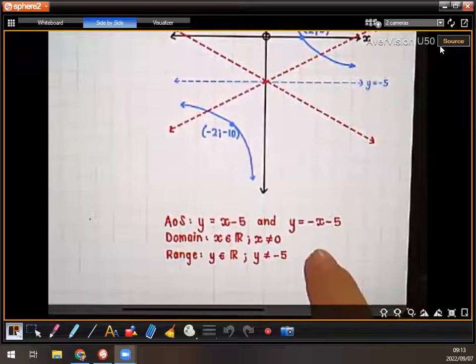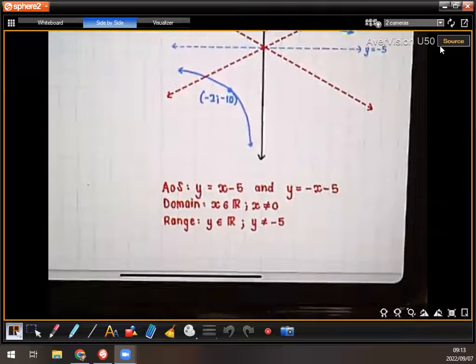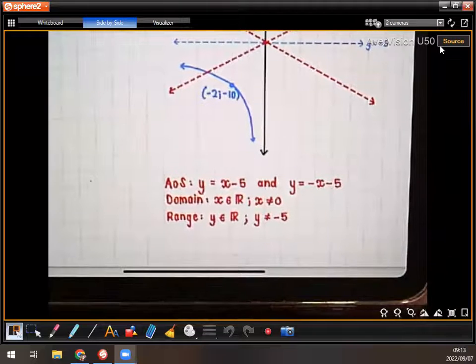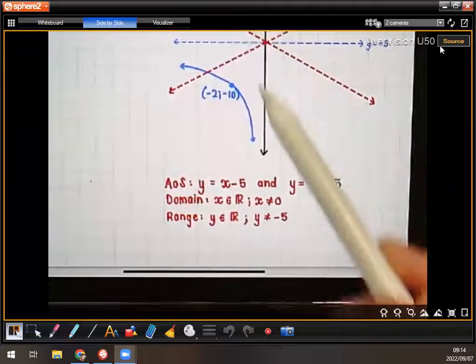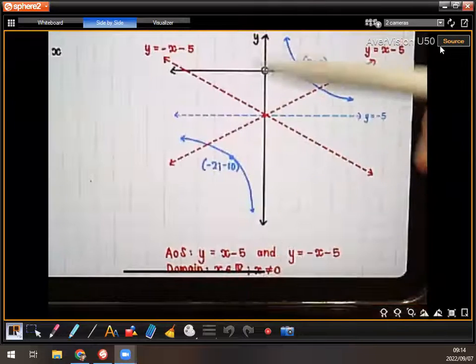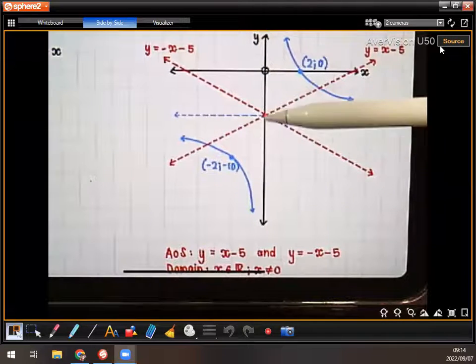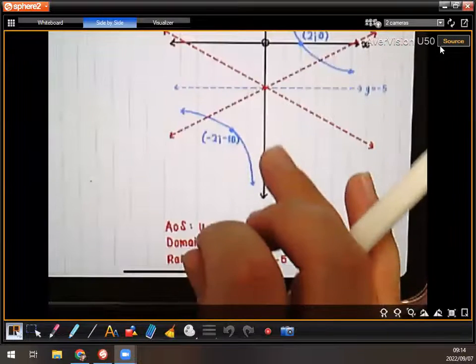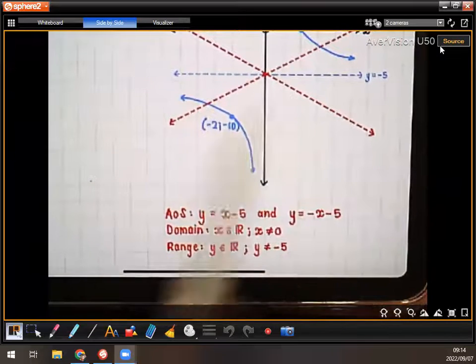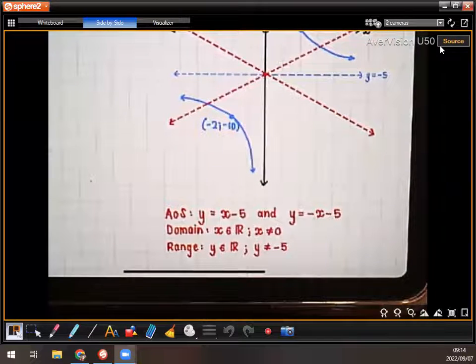Okay, domain and range, there we go. There's the bottom. So for the domain again, all real numbers except for x equals 0, which is the y-axis. So that is the one asymptote. And then for the range, y is an element of the real numbers, y does not equal negative 5. Yes, inverse.